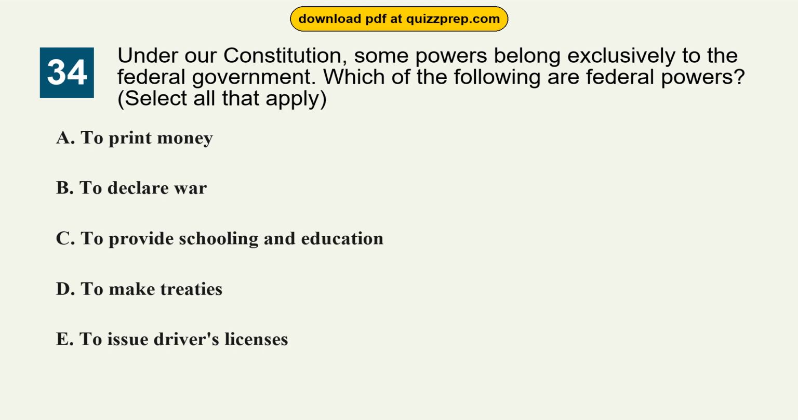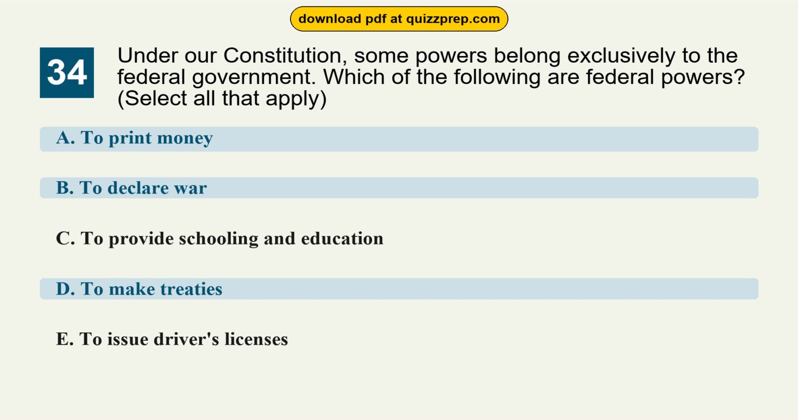Question 34. Under our Constitution, some powers belong exclusively to the federal government. Which of the following are federal powers? Option A, to print money. Option B, to declare war. Option C, to provide schooling and education. Option D, to make treaties. Option E, to issue driver's licenses. The correct answers are options A and B and D.